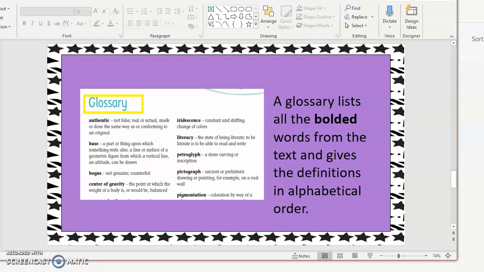So when I talked about those words that were in bold and that it was a vocabulary word or important word that you're going to need to know the definition, you can go to the glossary. If you had an actual textbook, the glossary can be found at the back of the book. The glossary is a list of all the words, and it is in alphabetical order. It gives you the word and it gives you the definition.